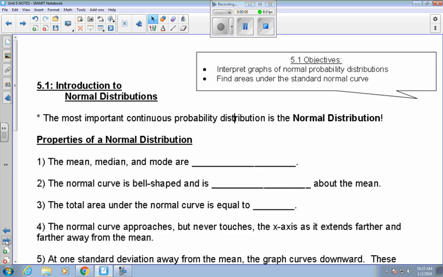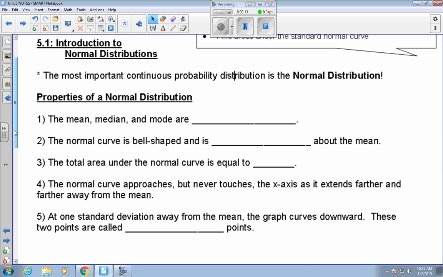Okay, introduction to the normal distribution. This is the bell curve. We've all seen the bell curve before. So we have the mean, median, and mode. What are they? They're equal.